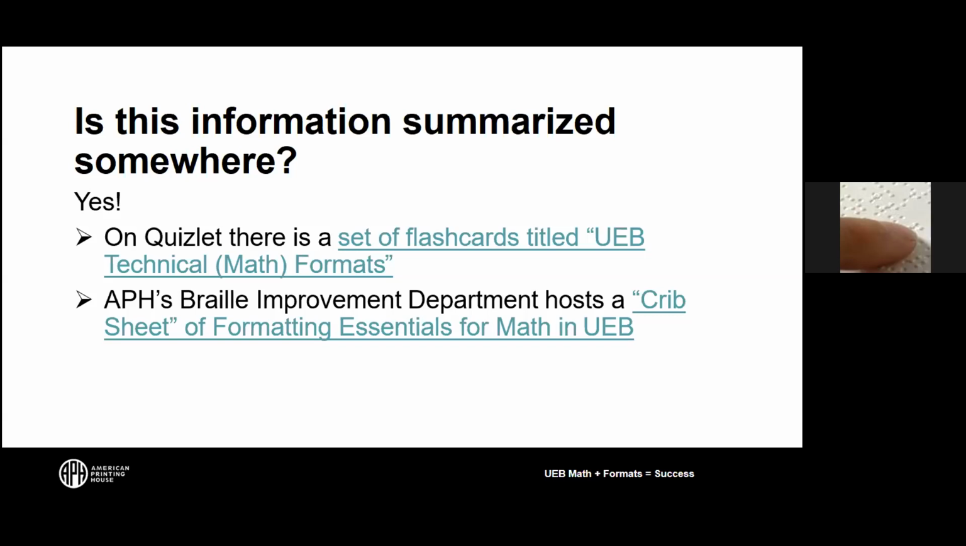I think I glimpsed some conversation in the chat about sharing some of this material and posting. We'll make sure that whatever version of this material gets shared out with you, these links to flashcards and this link to the crib sheet of formatting essentials for math in UEB get included. So you have easy access to those links to resources.